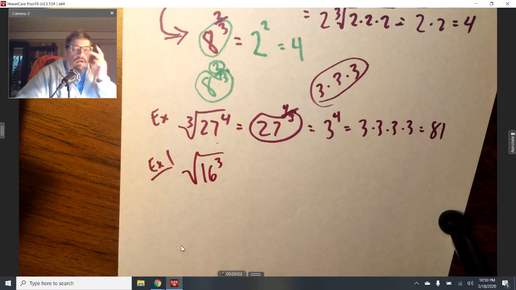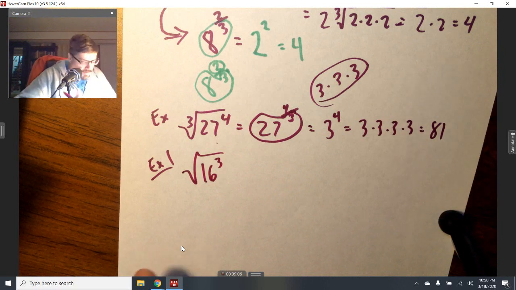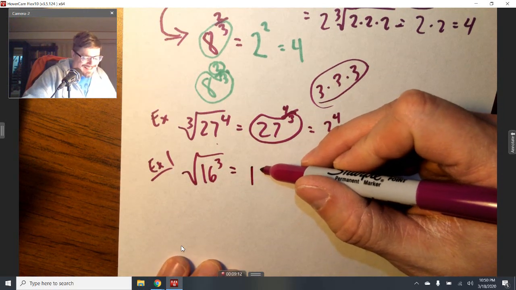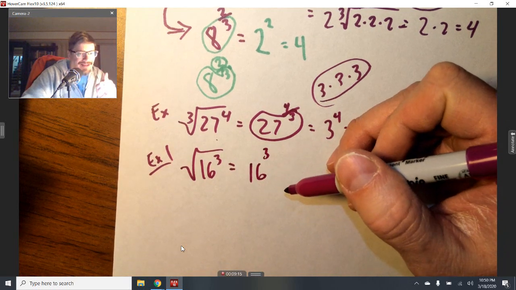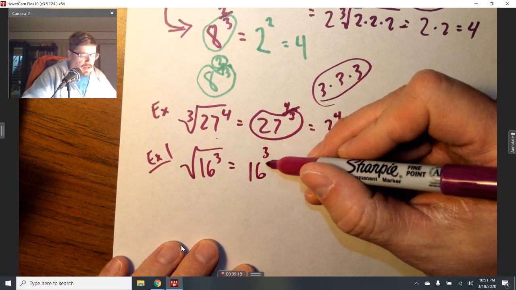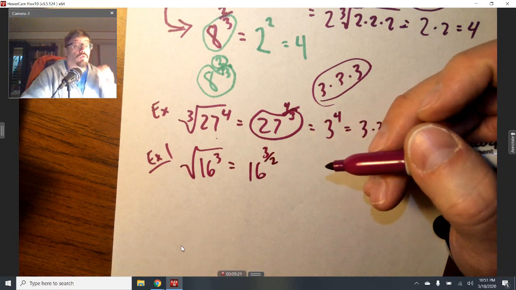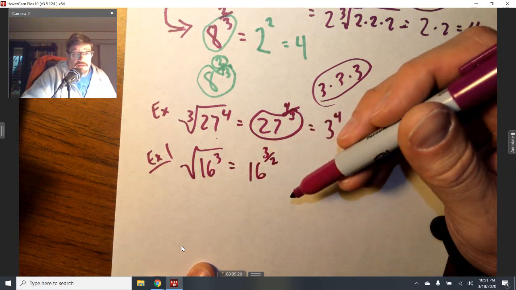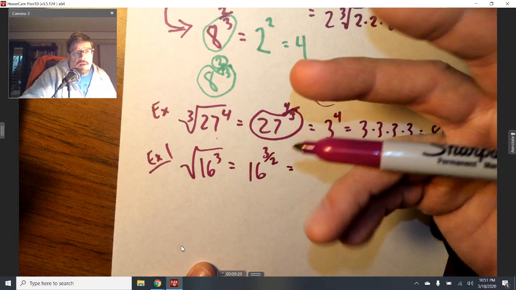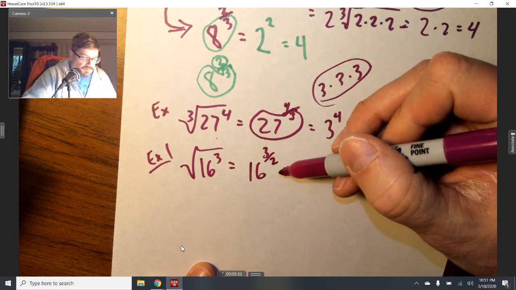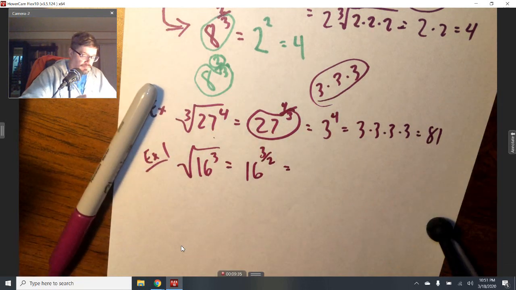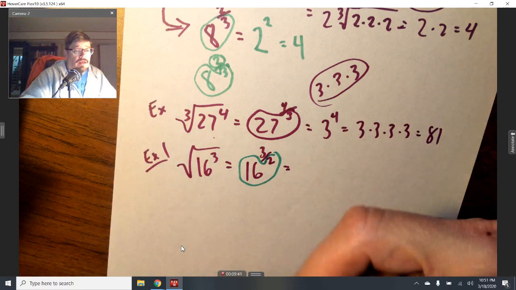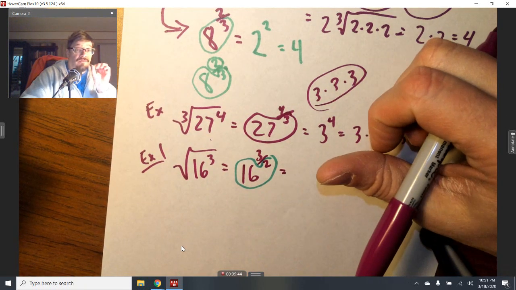Okay. The square root of 16 to the 3rd power. Now, what I want to do is rewrite this as 16 to the 3rd power, but because I'm taking the square root, I will write it as a fractional or rational exponent. Now I'll rewrite it like this. It's equivalent, same thing. But if I want a number, I will take the square root first. This piece right here. I'm going to take that square root. Don't worry about the 3 right now. Just take the square root of 16 first.